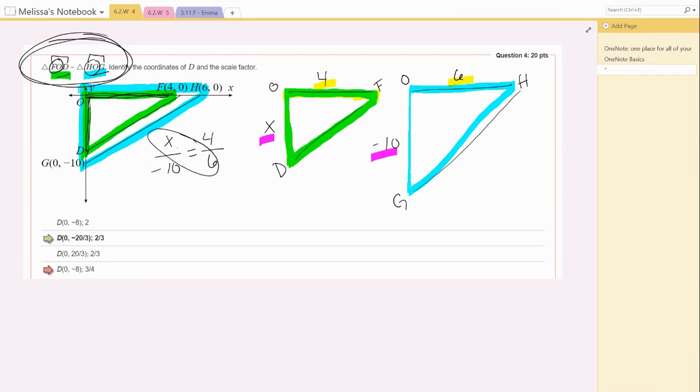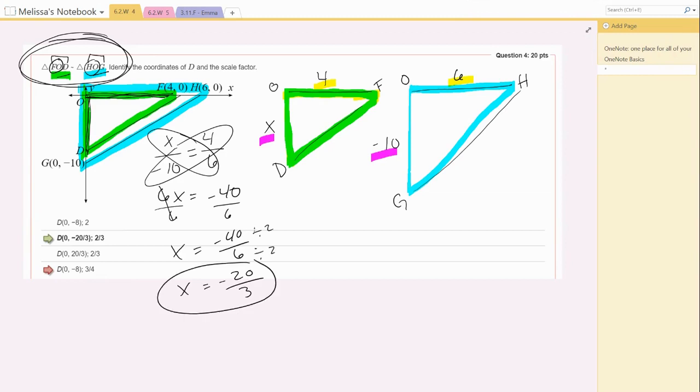So we're going to cross multiply both of these. 6x equals -40. And then when we divide by 6, x equals -40/6. So this can simplify a little bit to be x equals -20/3. If you divide these both by 2, that's how we get this. And so that's how they got this answer of -20/3.